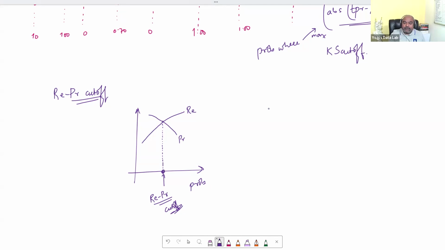So what I can do is take the probability where F1 is maximum, and that is the F1 cutoff. The result that you get with the F1 cutoff or the REPR cutoff is going to be the same. So whichever you are comfortable with, you can use this or you can use this.